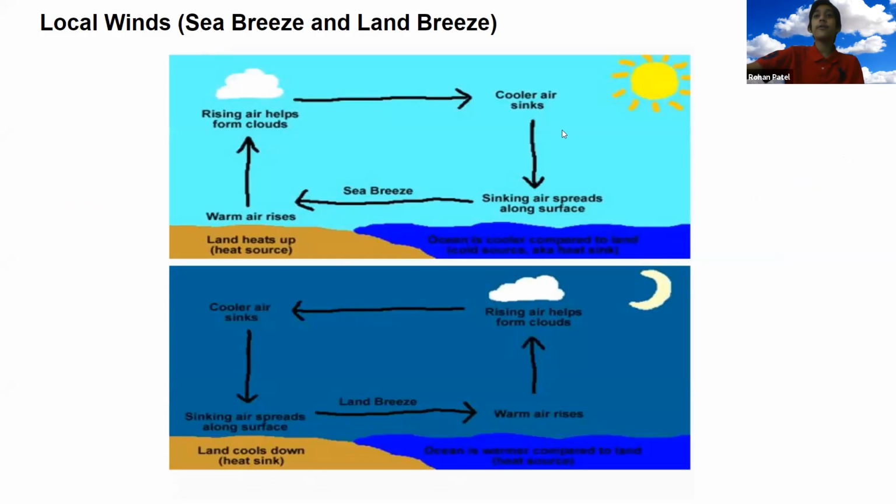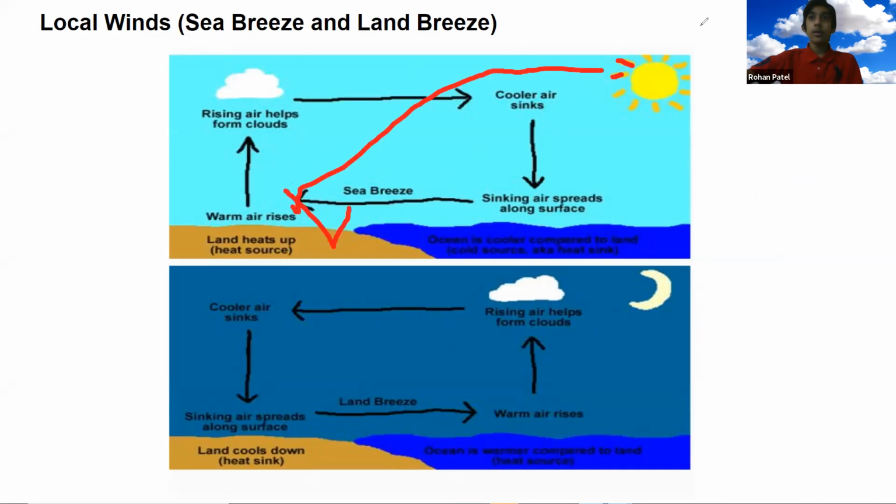So this is a nice diagram which shows both our land breeze and sea breeze. So for a sea breeze, this is our land. Our land is our heat source. I mean, so is the sun. Of course, the sun is our heat source, but it also heats up the land. So if the sun heats up the land, doesn't it also heat up the sea?